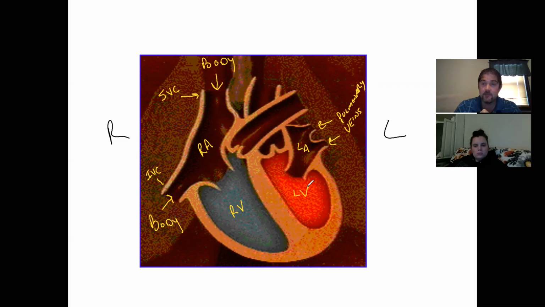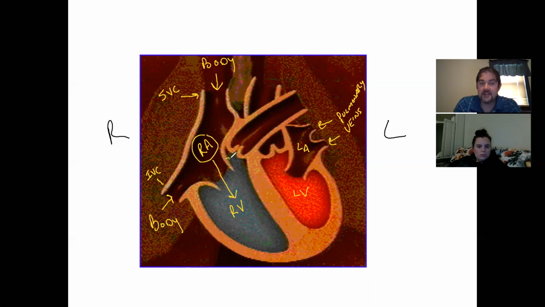Then you look for the second part of the question. Like you'll see a question next week. Blood returning from the body enters the heart where? Okay, that's going to be over here at the right atrium. So that's where blood comes back and enters the heart from the body. Then it's going to move to the right ventricle.